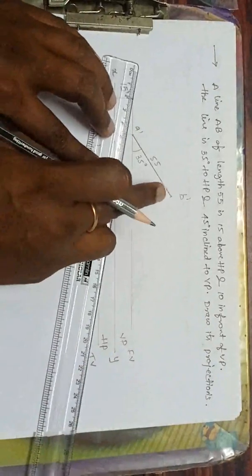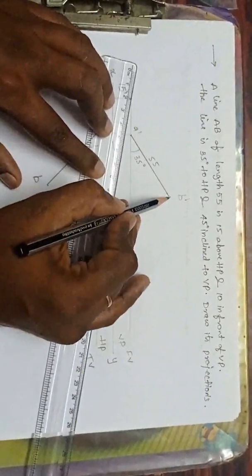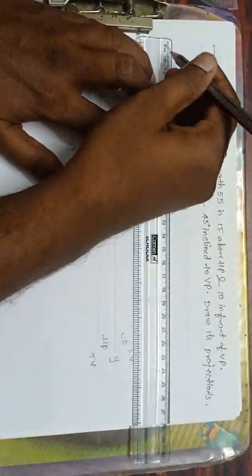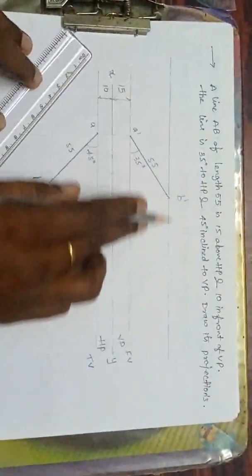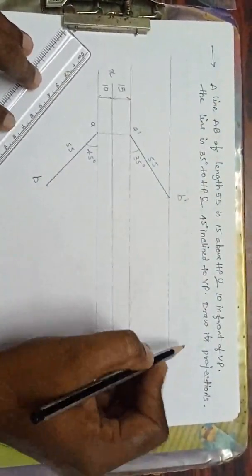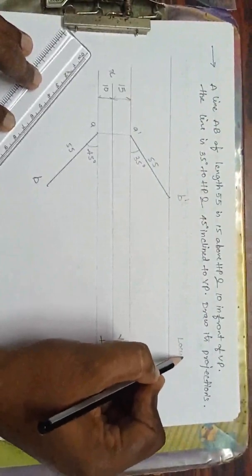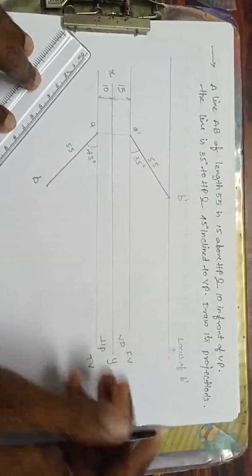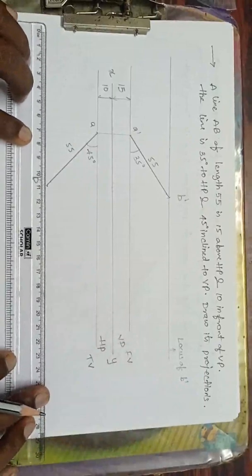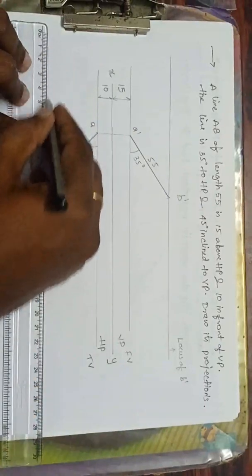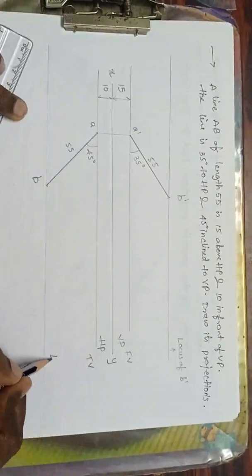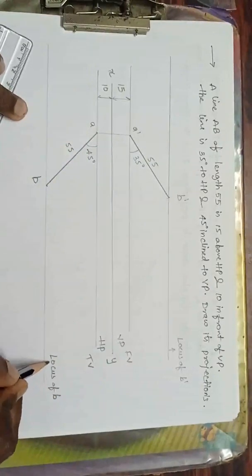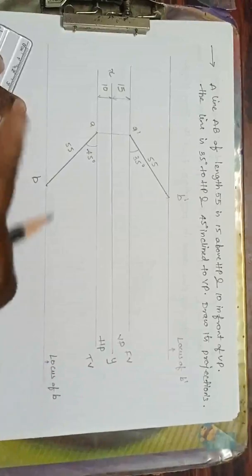Now, from the B dash, the point B dash, I will draw a line such that it should be parallel to XY. This is parallel to XY, and I'll call it the locus of B dash. What is this line? This is the locus of B dash. Now, from point B, this is the locus of B. Why we have drawn? We'll see later.